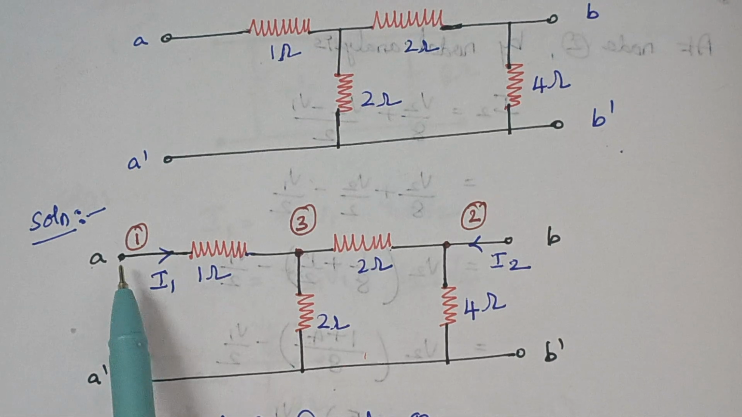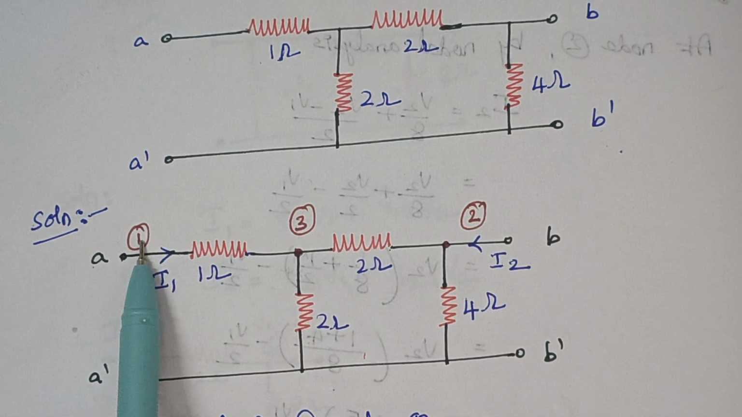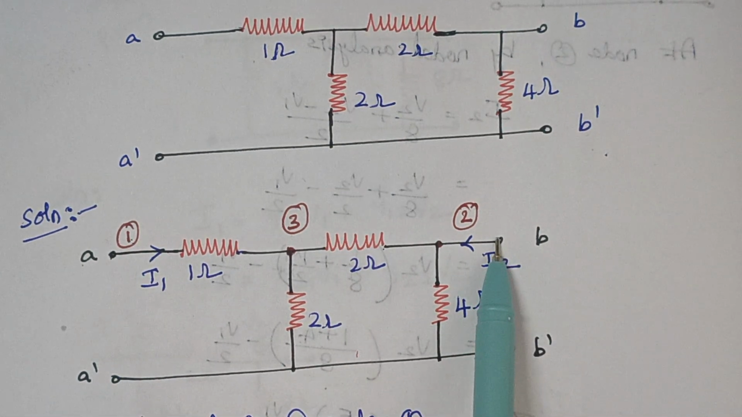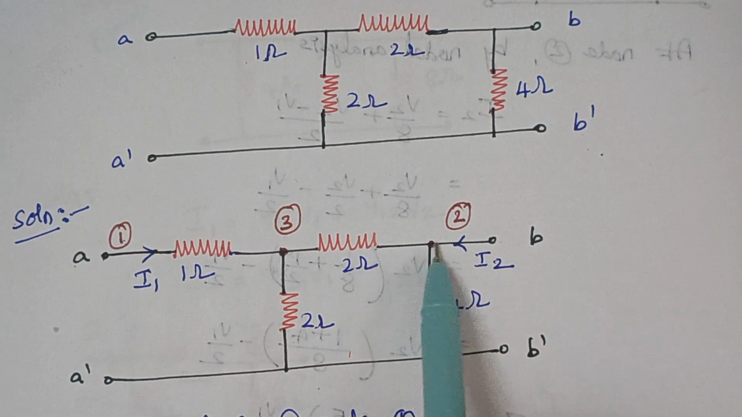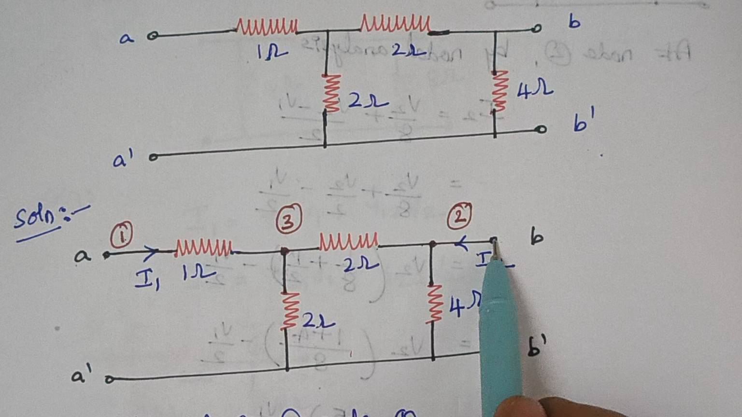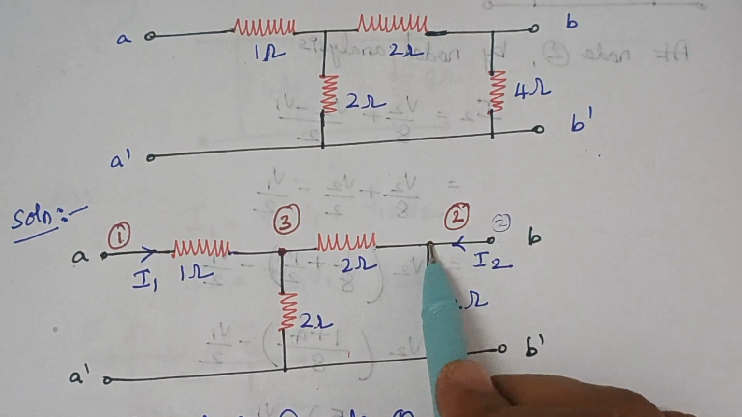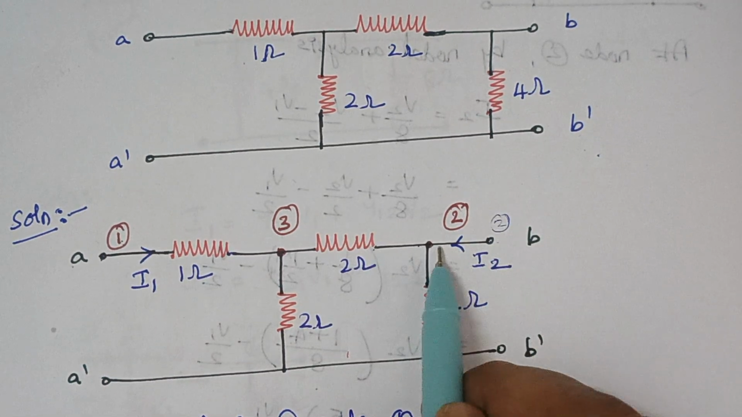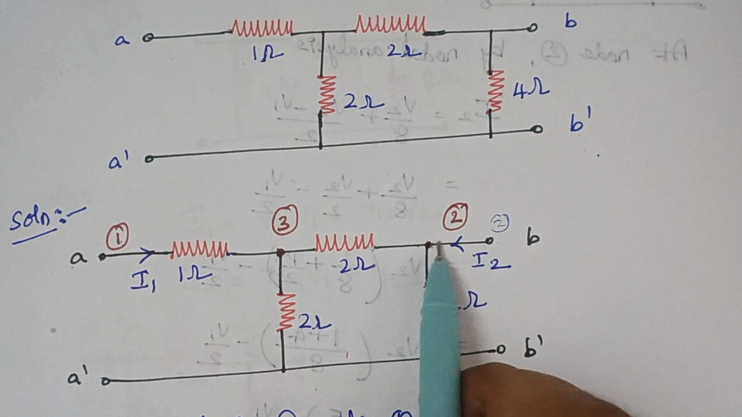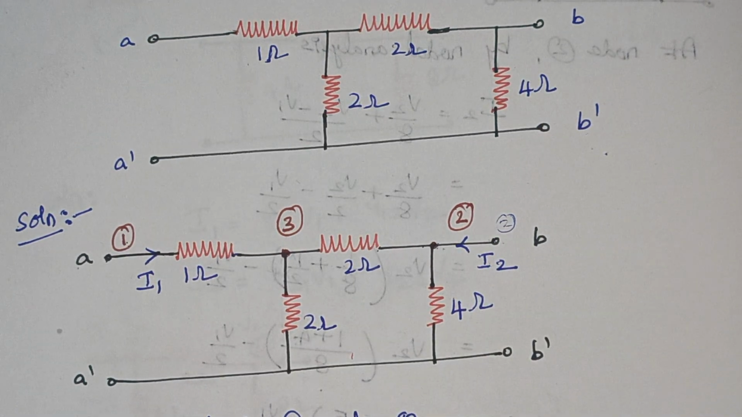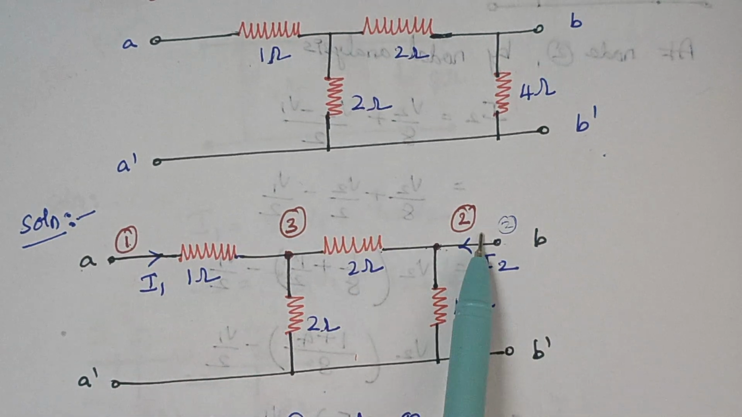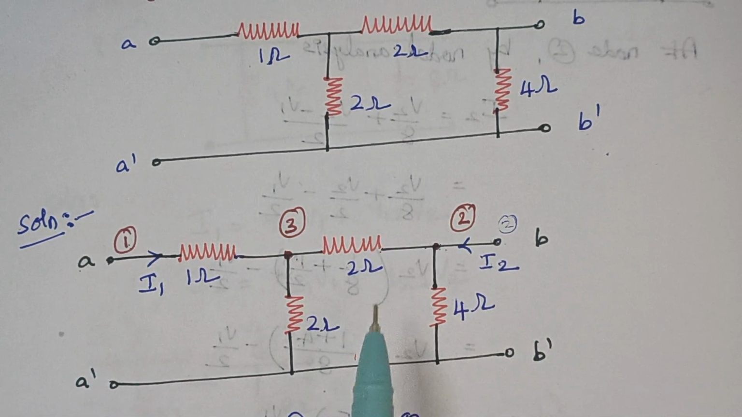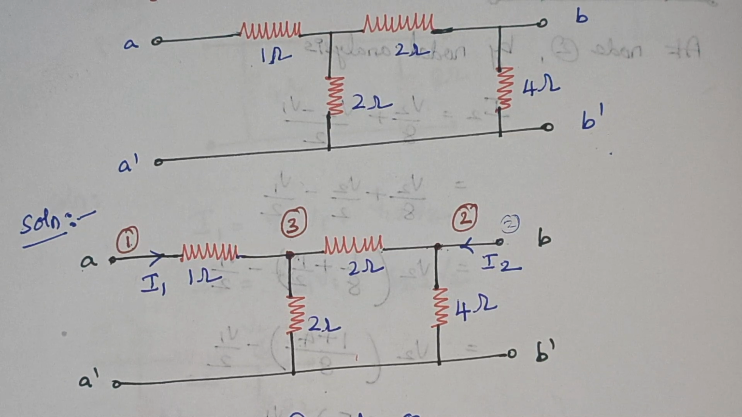So here we are assuming this input port as one node and this output port as another node. You see this node and this node are at the same potential. So even when you mark this as node 2, this is also said to be node 2 only, because there are no elements in between and they are at the same potential. So totally we have three nodes, node 1, node 2 and node 3. Now we are going to write the nodal equations.